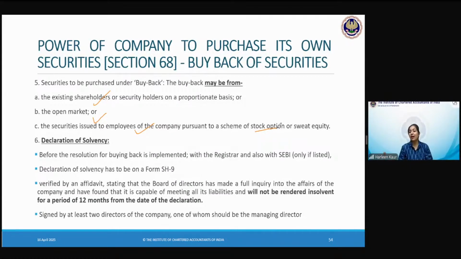Before doing any kind of buyback, you have to file form number SH9 with the registrar and also with the SEBI. You will tell them that board of directors have made a full inquiry and they have found that the company will be able to meet all its liabilities and will not be declared insolvent for a period of 12 months from this declaration. Now, children, what are you doing? You're buying back your own securities. I told you whenever you're doing buyback of securities, reduction of share capital, you have to take care of your liabilities, creditors, debenture holders who are standing, waiting in the queue for your money. So you have to submit a declaration of solvency.